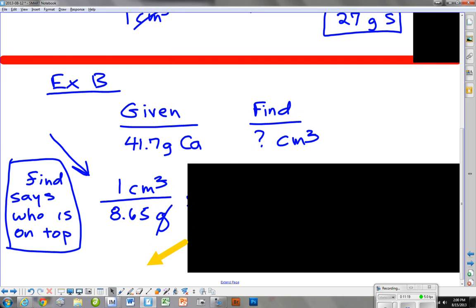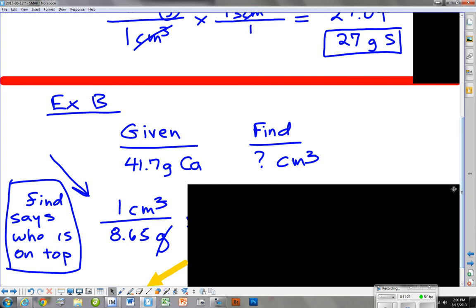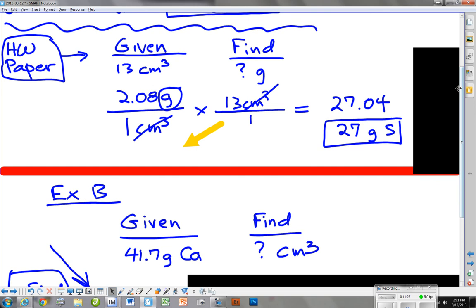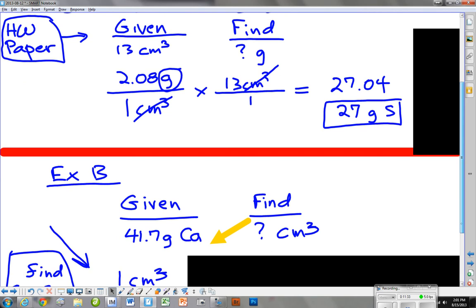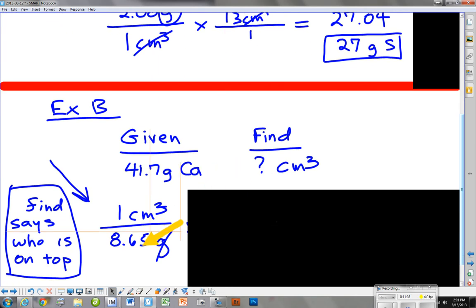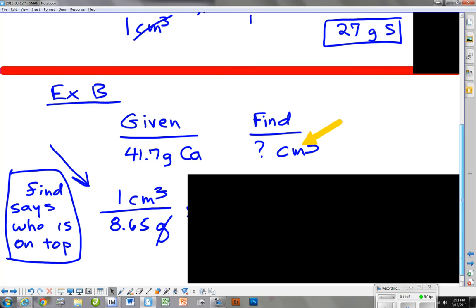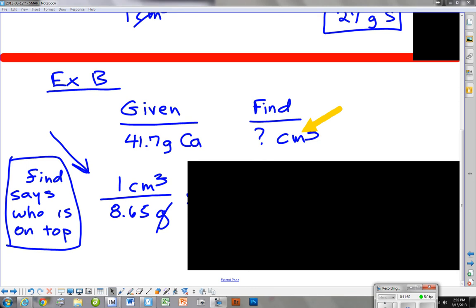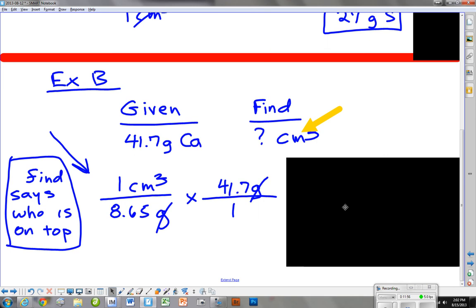Now look at this and compare it to this. Here, let's get the arrow up. And there we go. Notice grams is on top here, but down on the bottom one, the grams is on the bottom. And the simple difference is that in this guy, cubic centimeters was the find, and on the other guy, the find was the grams. Okay? Next thing we want to do is take the given and put that over 1, and that gives us this guy.